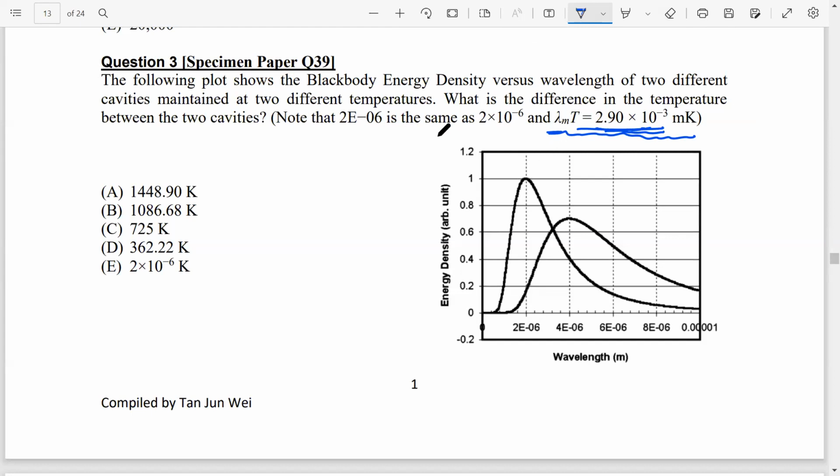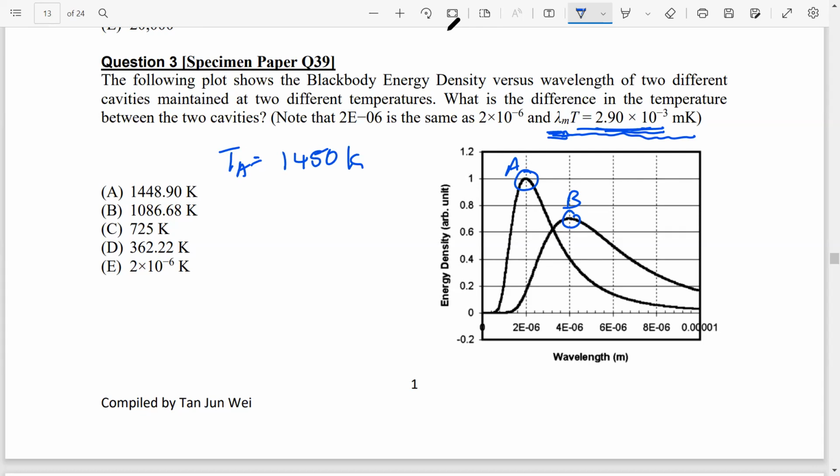What they are trying to say is that for a black body, lambda T is a constant. From this point and this point are two different cavities, two different temperatures. So you can use this to calculate. Let's put this first one as A and this as B. For A, it's going to be 2.9 times 10 to the power of minus 3 divided by 2 times 10 to the power of minus 6, to get a temperature of 1450 kelvins.